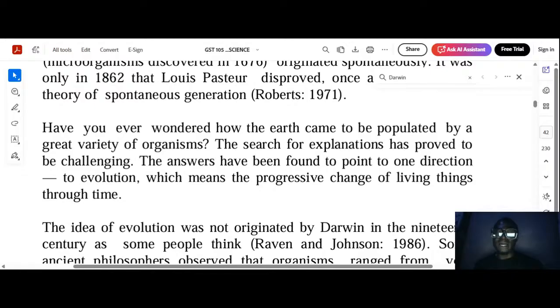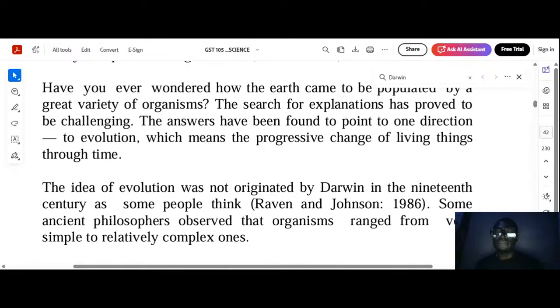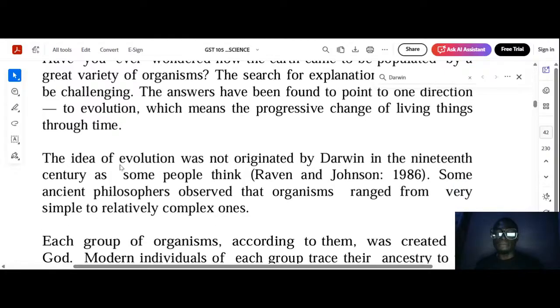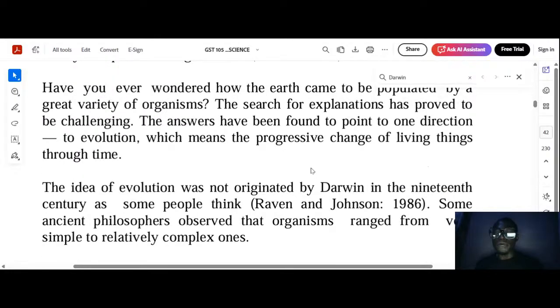Have you ever wondered how the earth came to be populated by a great variety of organisms? The search for explanations has proved to be challenging. The answers have been found to point to one direction, that is to evolution, which means the progressive change of living things through time.